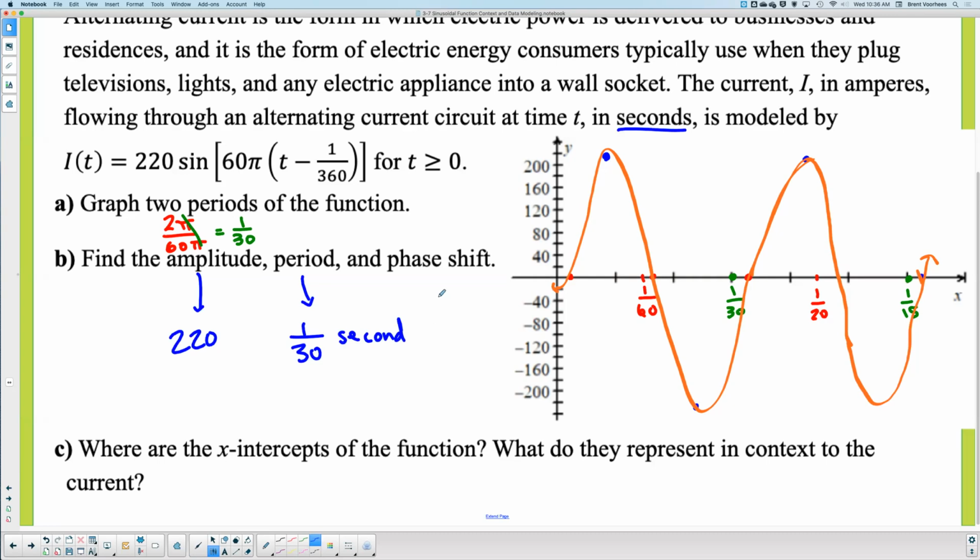And our phase shift. What is our phase shift? 1/360. Which direction? Right. 1/360 to the right. Where are the x-intercepts of the function? What do they represent in context to the current? They're everywhere. This one would be 1/60th plus 1/360, which I think is 7/360ths. You'd have 7/360ths of a second. Now, what is it?